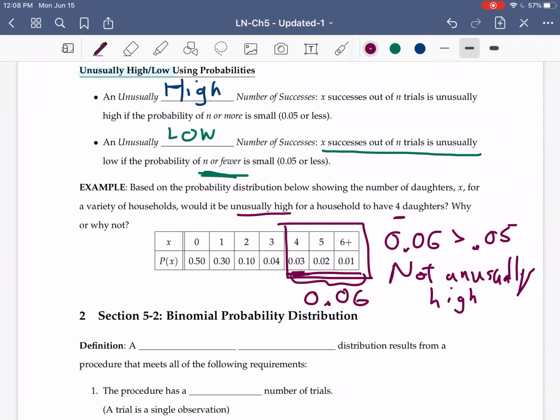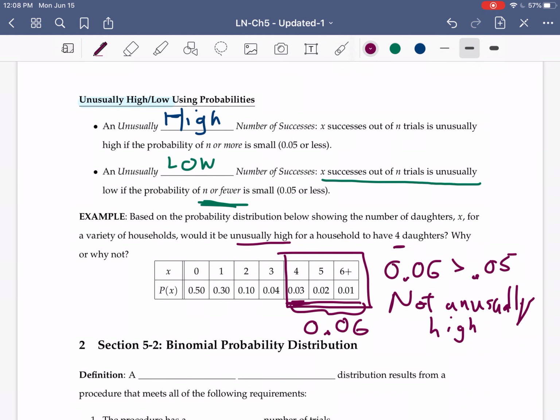So the idea here is, even though that one value of 4 might be unusual, having values bigger than 4, when you take all of it together, it's not really unusual, so you wouldn't say it's unusually high. So it might be an unusual value, but it's not unusually high.